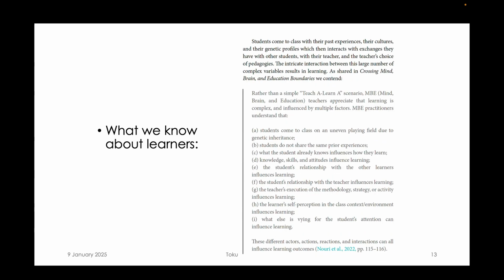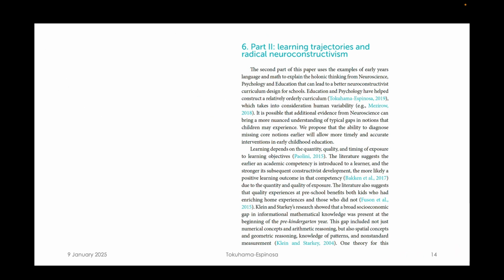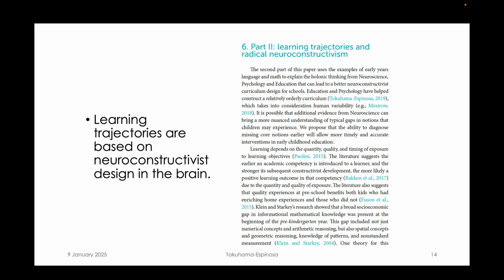And all of this is really necessary because we know that learners come to class on an uneven playing field due to their genetic makeup and early life experiences. So to try to facilitate a teacher's better understanding of what's going on in the brain, we think of this in terms of learning trajectories. And this is typically what happens when you have a well-executed curriculum structure. You go from lower level concepts up to higher level concepts.